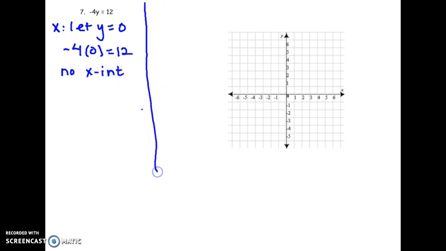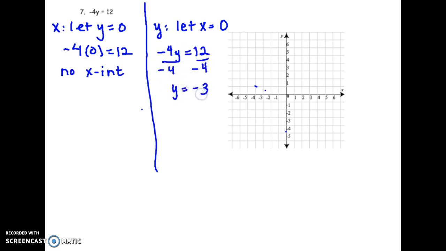All right, but now for our y-intercept, let x be equal to 0. In this case, there is no x, so we're just going to solve for y. Negative 4y is equal to 12. We divide by negative 4, and we get y is equal to negative 3. So our y-intercept is at 0 for our x and then negative 3. So it's going to go right here. So we're only going to have the y-intercept.